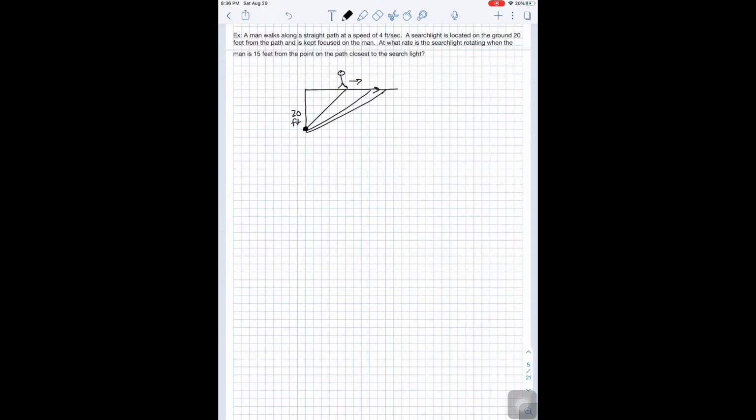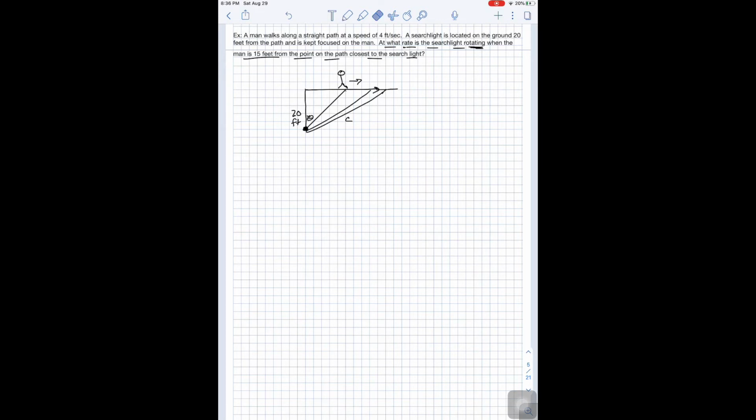Well, the length on this is changing, but also this angle. So let's see what they're interested in. At what rate, see, because it could be this angle or it could be the length there. We're not sure. At what rate is the searchlight rotating, okay, when the man is 15 feet from the point on the path closest to the searchlight? So we're looking at the rotation, not the length of the beam.